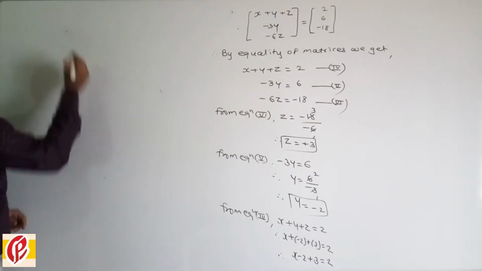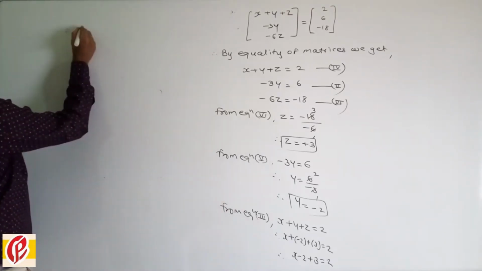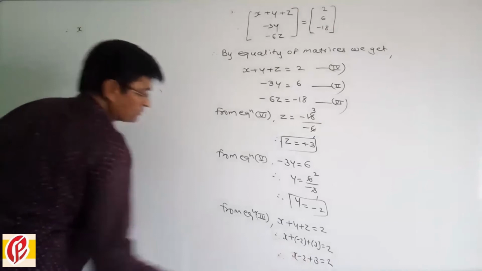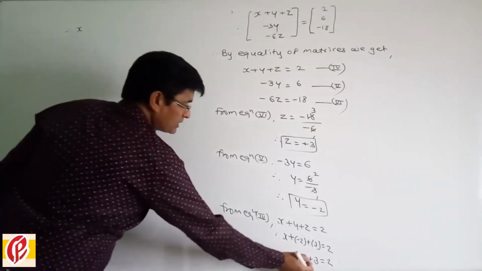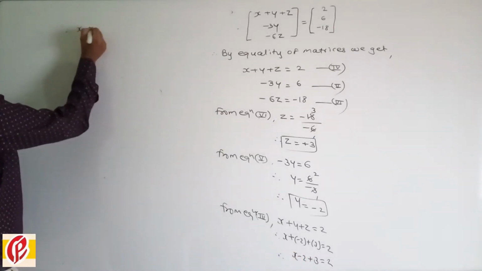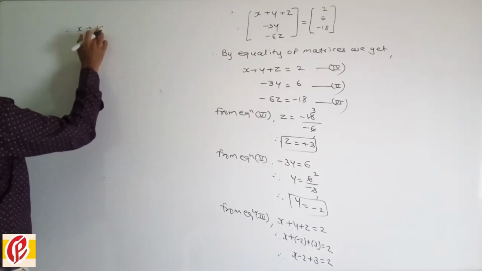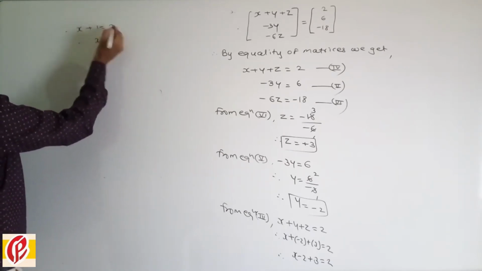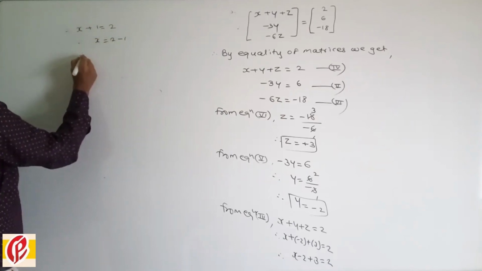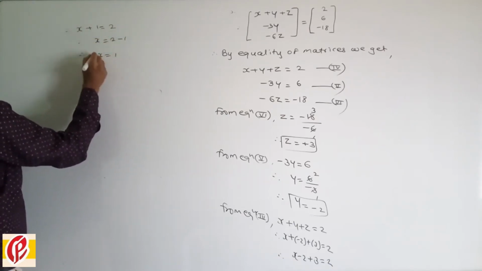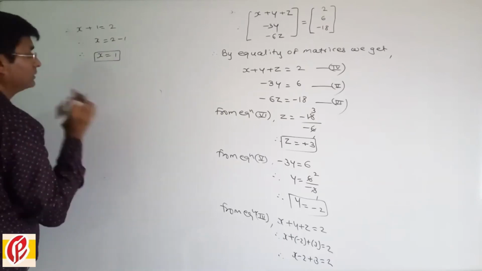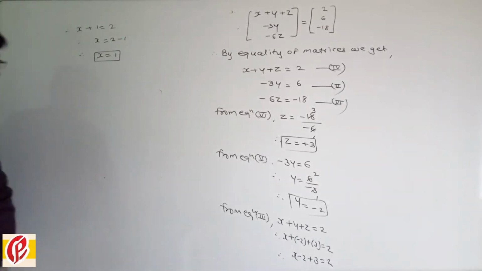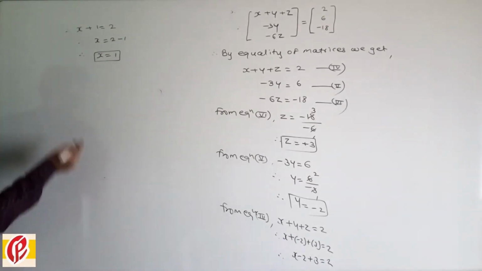Therefore x minus 2 plus 1 minus 2 plus 3, that is plus 1, is equal to 2. Therefore x is equal to 2 plus 1, which will be minus 1. So x is equal to 2 minus 1, 1. So this way we get 3 numbers. X is equal to 1, y is equal to minus 2, and z is equal to 3.